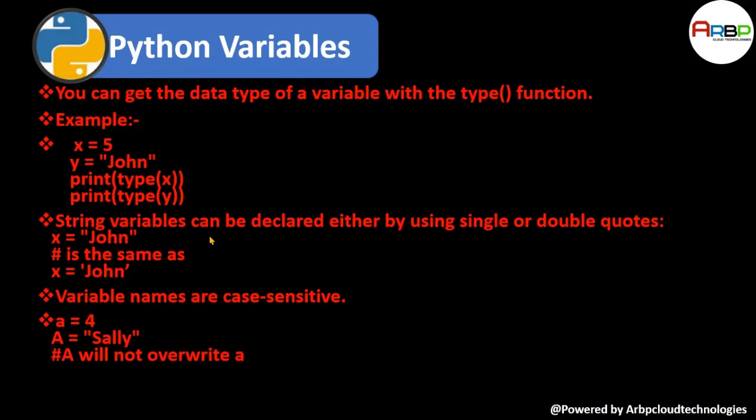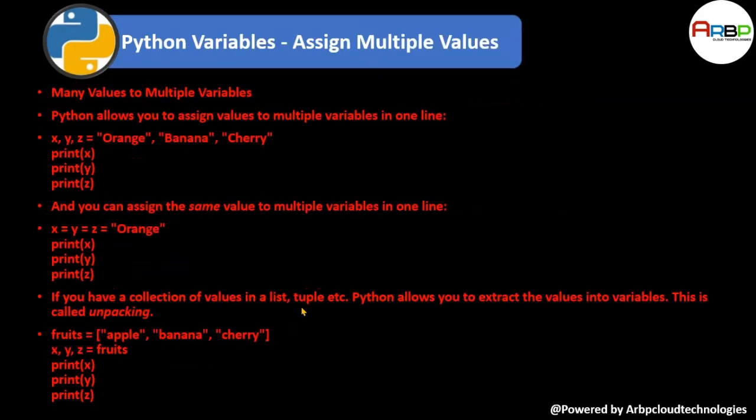String variables can be declared either by using single or double quotes. It's the same thing. Variable names are case sensitive. So you can see here a is equal to Shally and capital A is equal to 4. This is different. Small a is a different variable and capital A is a different variable. It can't overwrite small a.